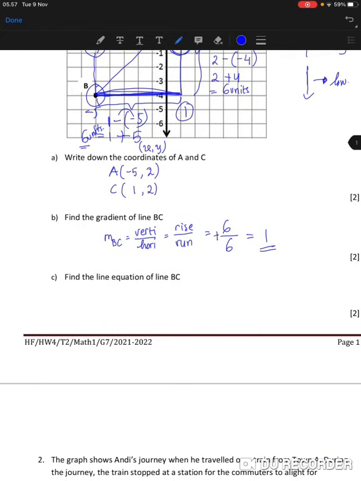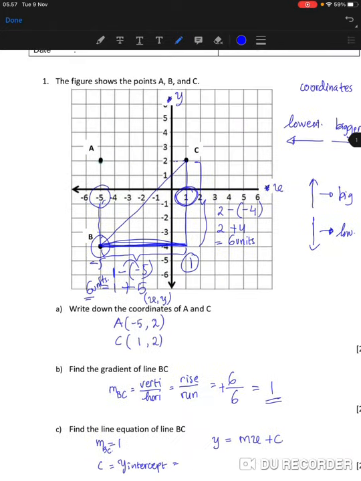Okay, now move on to the C here. Find the line equation of BC. We already know the gradient, right? The gradient is 1. For finding the line equation, you will have y equals mx plus c. You need to find the c here. Remember, the c is the y-intercept. And how to find the y-intercept is like this.